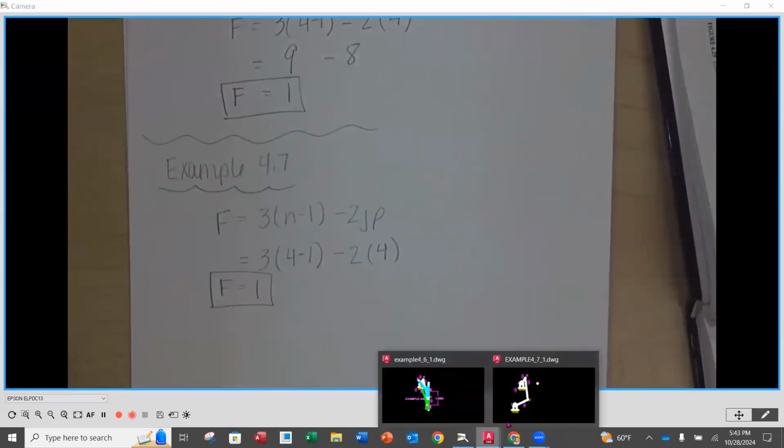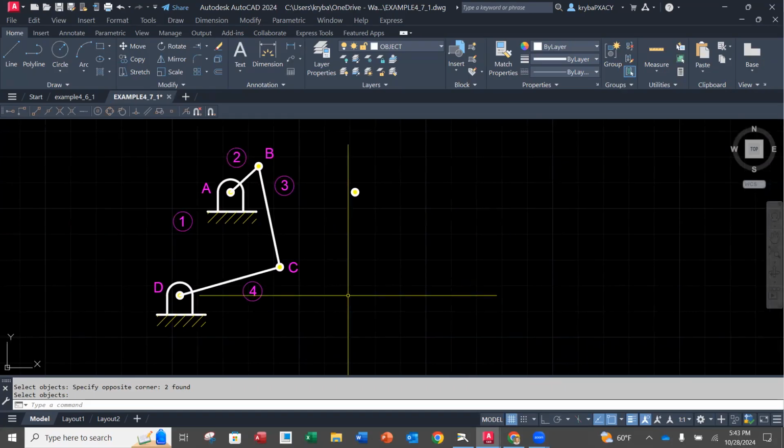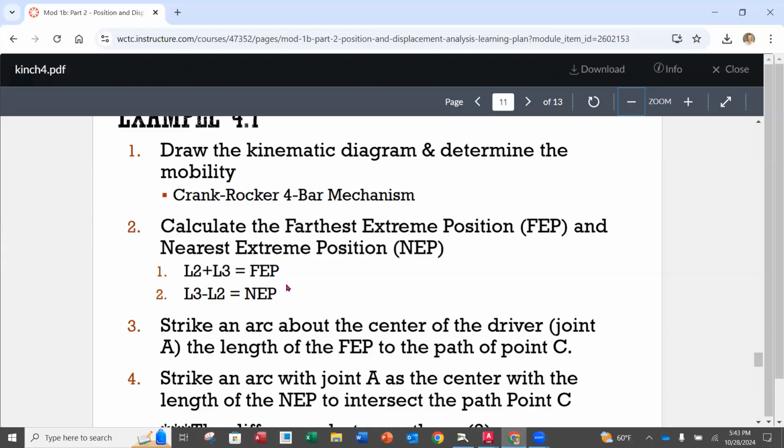Again, you could also add that to the file here if you found that to be more convenient. Okay, so we've got our mobility, we've got our kinematic diagram. Now we're ready to determine our extreme positions. So L2 plus L3, remember, this is the length of link number 2, which is our crank, plus the length of link number 3, which is our connecting rod.